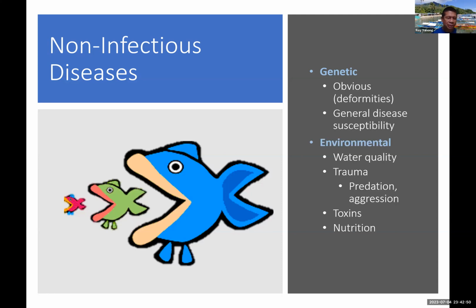We also like to consider environmental related non-infectious diseases. We talked about water quality already. You can have really low oxygen or no oxygen. That's going to cause a major problem, die off. Yeah, I would consider that a disease related issue. You can have trauma related to predation, one fish eating another, or aggression. We can have toxins that are going to cause disease or problems with nutrition.